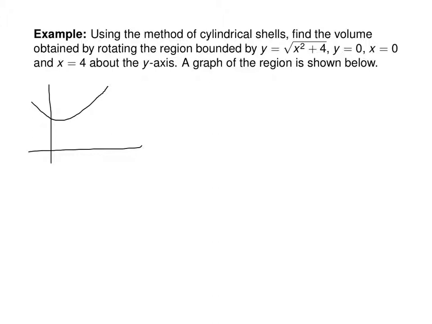There's the curve, we've got a vertical line, and we're going to rotate about the y-axis. So we will slice this way. Okay, so remember that the cylindrical shell volume is 2 pi r times the height times delta x. So in this case, the radius is just equal to x, and the height is just the root of x squared plus 4.